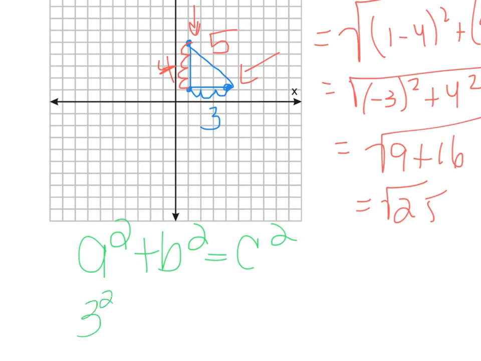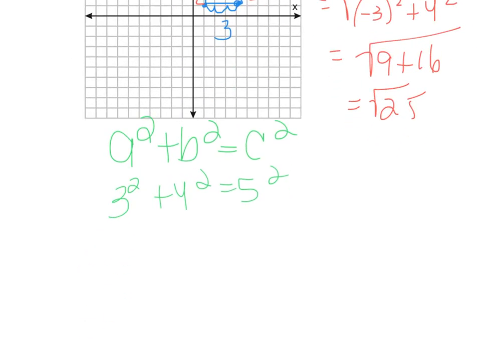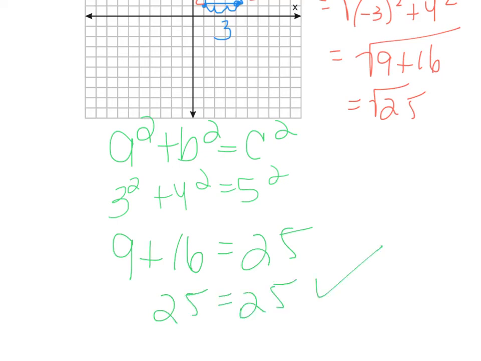I got a 3, I have a 4, and I have a 5. Agreed? 3 squared is 9. 4 squared is 16. 5 squared is 25. Does 25 equal 25? Yes. So you guys just proved to me that this is what? This is a right triangle.